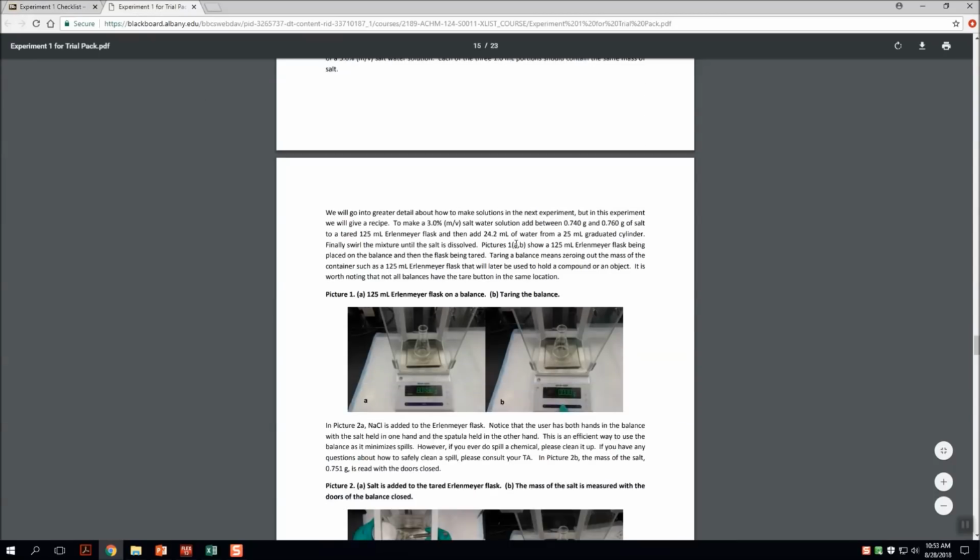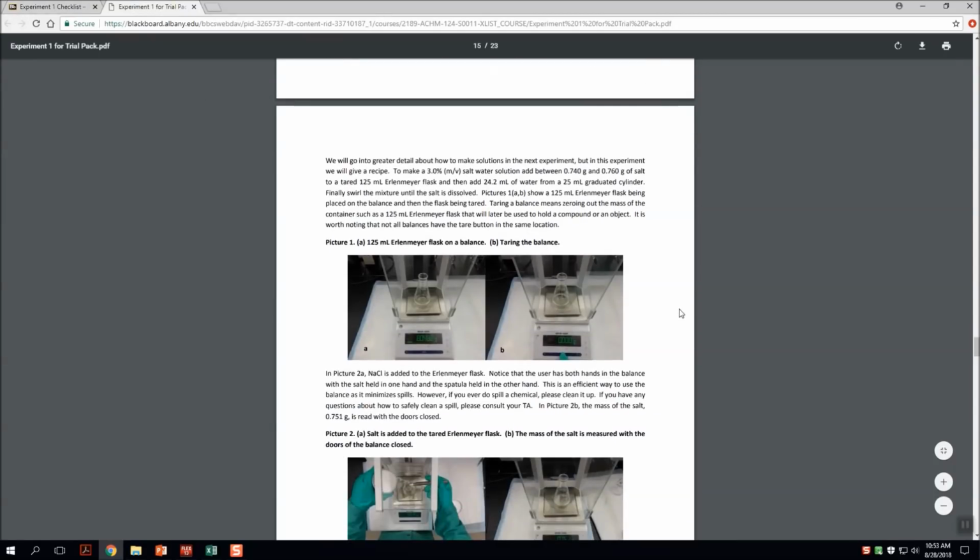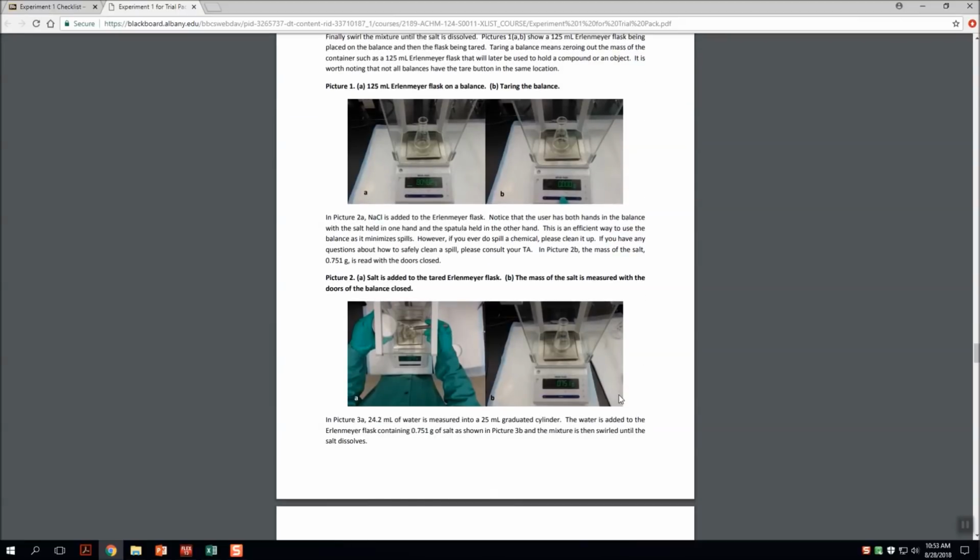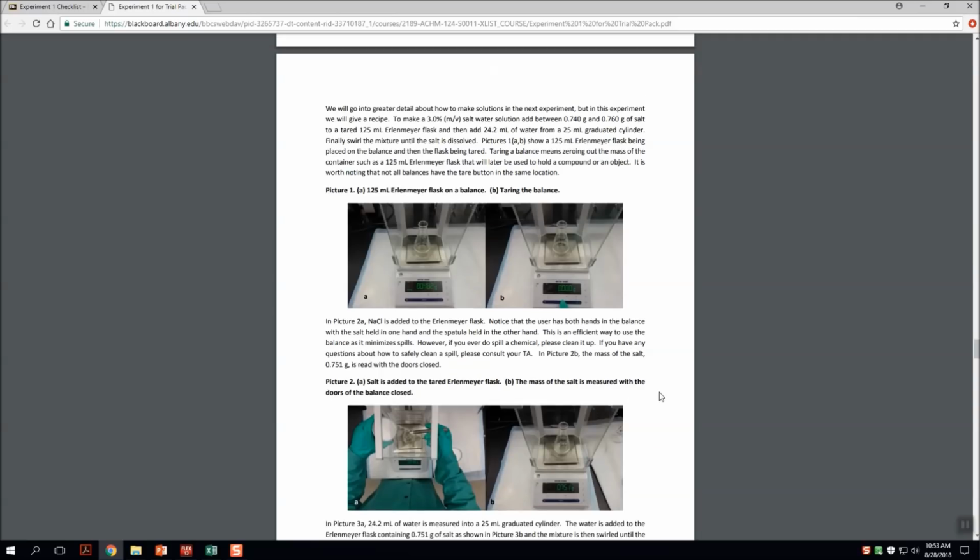And we have these nice pictures, so I figured we'd use them. This is right from the lab manual. I got it off Blackboard. You may have a copy of it that you purchased, but this is from the lab manual. So the first thing we're going to do is take an Erlenmeyer flask, put it on the balance, and tare it. So we zero out the Erlenmeyer flask. We then add between 0.74 and 0.76 grams of salt to the flask.